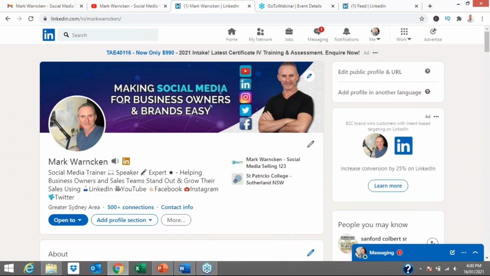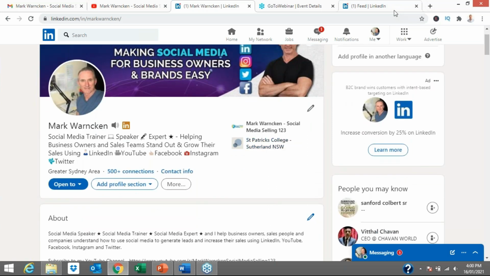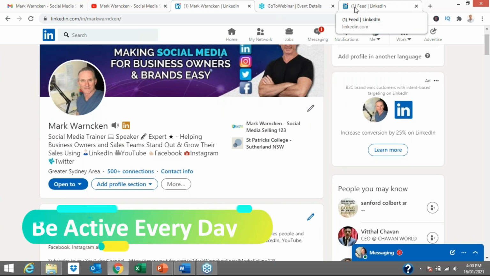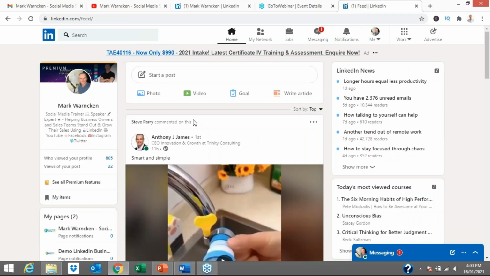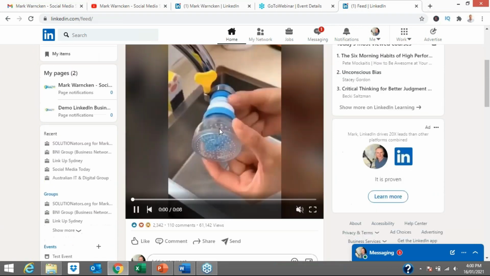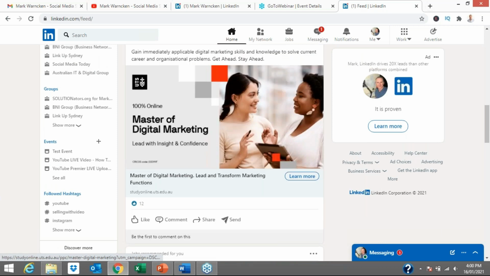So once you've set up and optimized your LinkedIn profile, step 2 that I want everyone to start focusing on with their LinkedIn profile is to be active and engaging with your LinkedIn network on a daily basis. That's right. So this is my LinkedIn profile, but if I click over to the home page, this is my LinkedIn network and what is happening within my LinkedIn network.